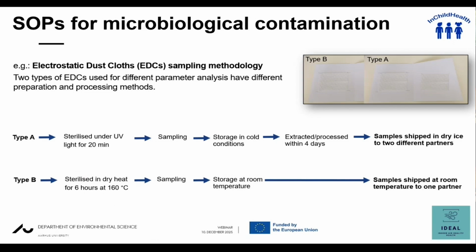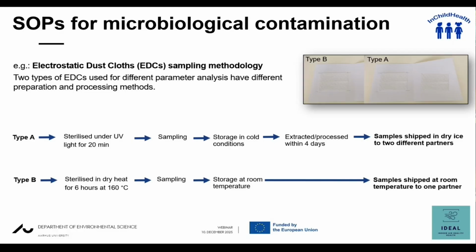Then they undergo sampling, which is more or less the same strategy. They are exposed in the classroom or in the homes for 1 month. But then again, they have a different flow on the application part. The type A is stored in cold conditions till it is extracted and processed, and this has to be done within 4 days. And after that, samples are again stored and then shipped to the partners that will process the samples. Whereas the type B, after sampling, is just stored at room temperature in a paper envelope that was also previously sterilized in the same conditions, and then the samples are shipped at room temperature to the partner.